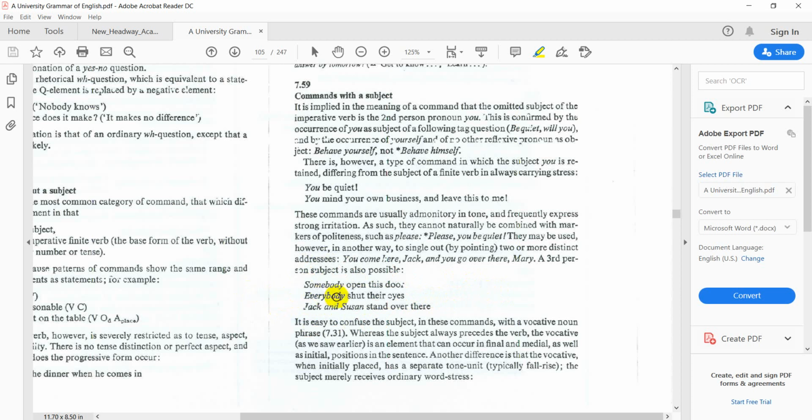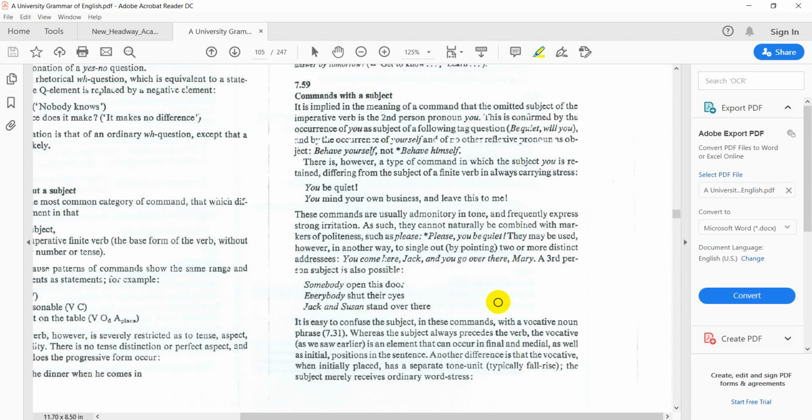How? Because in a regular statement, we never say "somebody open this door." We usually say "somebody opens this door," because the subject is singular, so we say opens the door. But since the verb is in the imperative form, it means that this is a command with a subject. So: Somebody open this door. Everybody shut their eyes. Jack and Susan, stand over there.